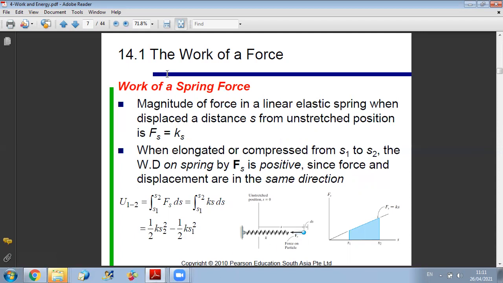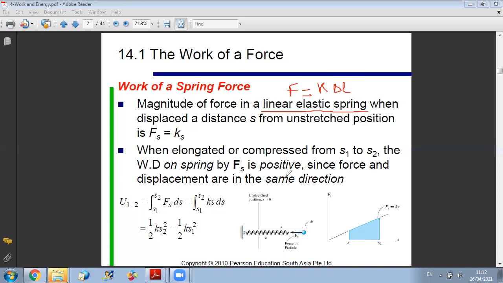Depending on the spring, we have elastic springs, and in general a linear elastic spring is characterized by F equals K times delta x. In case it's not a linear elastic spring, they should give you how F varies with the displacement. But in general, if they don't mention anything, it's a normal spring where the force developed is K times delta x.